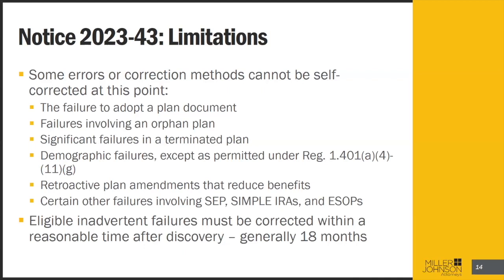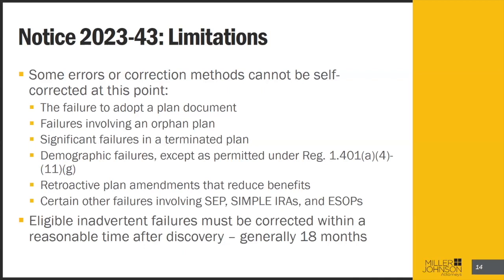As I mentioned earlier, there is now, instead of an outer time limit in total, that 3-year limit for significant failures, now under Secure 2.0, any eligible inadvertent failure has to be corrected within a reasonable time after it's discovered. And the general rule is 18 months. So you've got 18 months after you find out about it in order to correct it. Seems like a lot of time, but that 18 months goes by pretty fast.